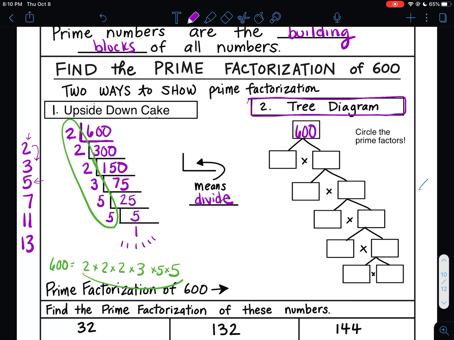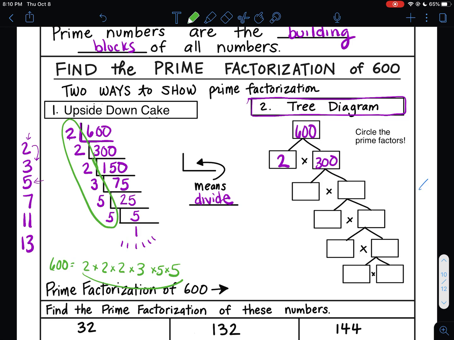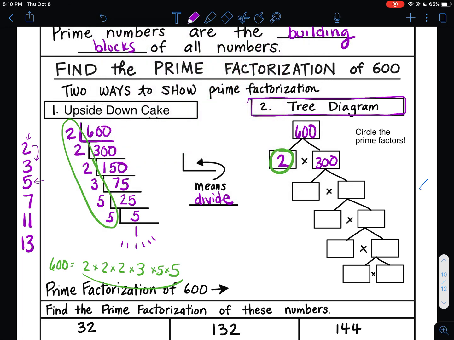So you want to break down 600 into a factor pair. So I always like to start with my smallest prime number, which is 2. So I would do 2 times what gets me 600. 2 times 300 gets me 600. So I literally just took 600 and broke it down into a factor pair. So anytime you have a prime number in your factor tree, you're going to circle it because that can't be broken down any further. So there's one of our prime numbers for our prime factorization.